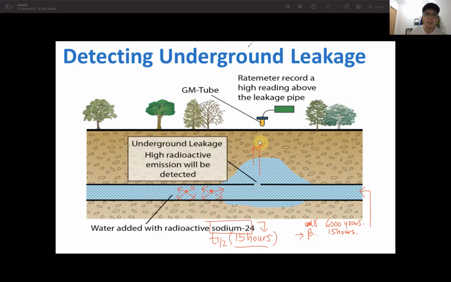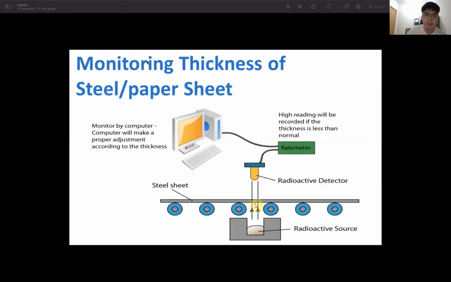Same as the detecting of the thickness of the plastic or metal sheet. Can you use alpha for this one? You cannot use alpha, right? Because alpha cannot pass through. So there's no detection here. So you have to use beta particle or gamma. For manufacturing, you can use a longer half-life because you don't need to keep on changing it, keep on replacing it. Okay, you can use longer half-lives.